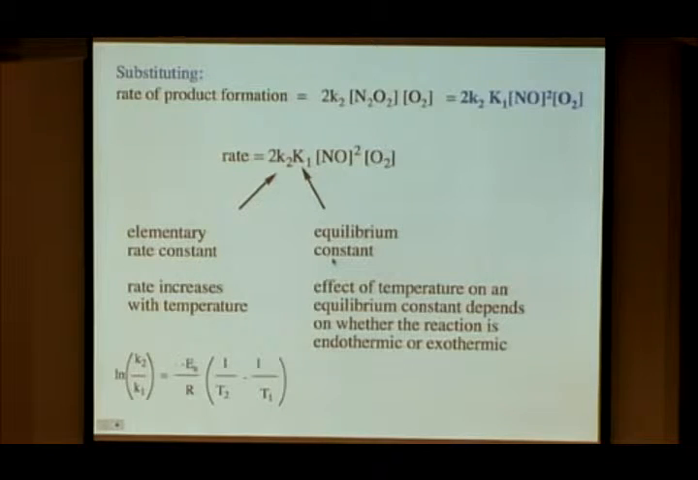So we've talked about this back in chemical equilibrium, that the effect of temperature on an equilibrium constant depends on whether the reaction is endothermic or exothermic. And you told me before the equation, and that's the Van't Hoff equation shown here. And so look how similar those equations are. So for an elementary rate constant, we have EA, and for equilibrium constant, we're talking about delta H.